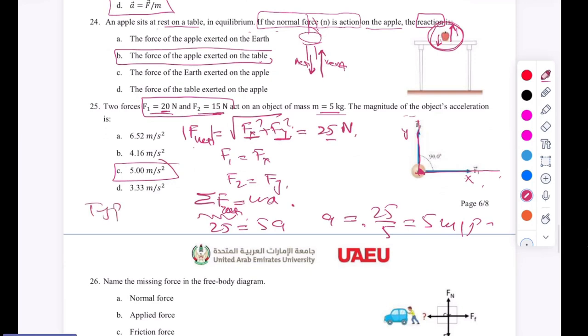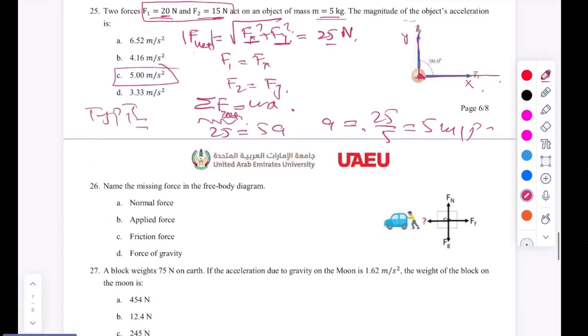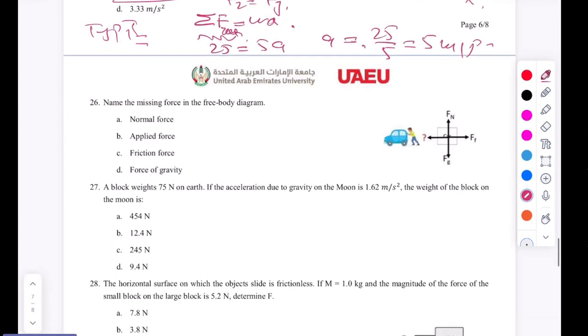This is type 2 as well. So name the missing force. Gravity is the action, normal force is the reaction. And the friction: the object is moving with a velocity. What is this force? The applied force. The friction force always acts opposite to the driving force.